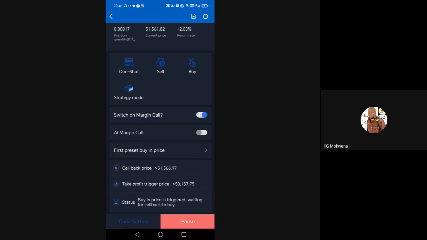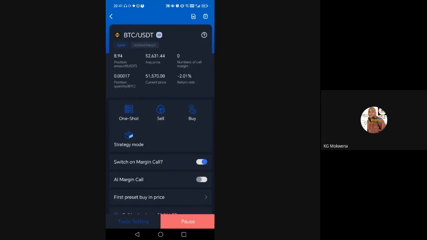Can you see now that margin calls have been switched on? Just move up a bit so that we look at the upper part. Yes, now that's okay there. So now you'll start seeing numbers of call margin being increased. Can you see now one has been taken, which is the first call, where we said when the margin drops by 0.1%, the robot must buy again. And indeed, the robot has bought for you.